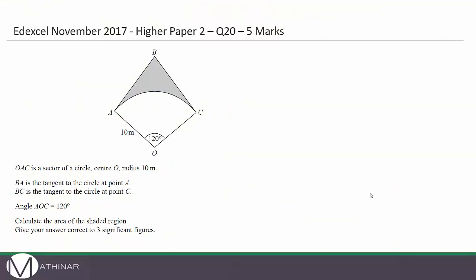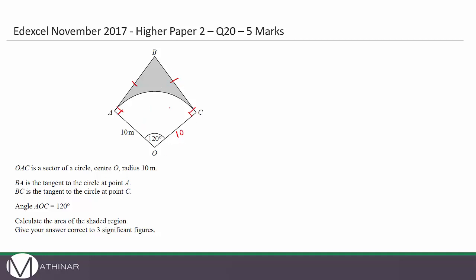Let's have a look at this question from Edexcel November 2017. It's higher paper number 2, question number 20, which is worth 5 marks. OAC is a sector of a circle with center O and a radius of 10, 10 there as well. BA is a tangent to the circle at point A, and BC is a tangent. Okay, so these two are tangents. A tangent meets a radius at 90 degrees, so we know these two angles are 90 degrees, and also these two tangents must be the same length.